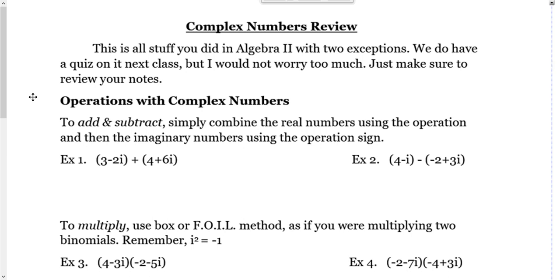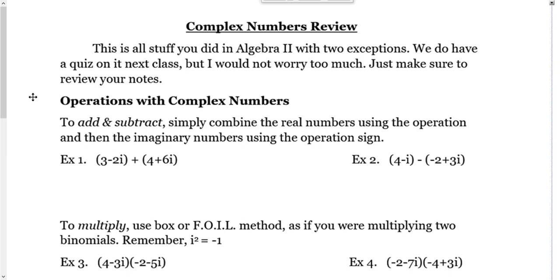Complex numbers are related to vectors in the fact that you have a vertical component and a horizontal component, the same way you do with any kind of ordered pair. So we are going to talk about operations: adding, subtracting, multiplying, dividing. We're also going to talk about graphing, which is super simple. And then we're going to talk about finding the modulus, which is really just the distance between the origin and your complex number, your point.